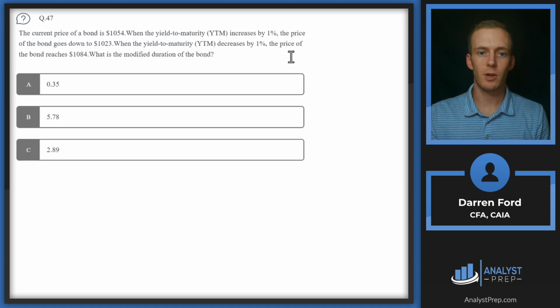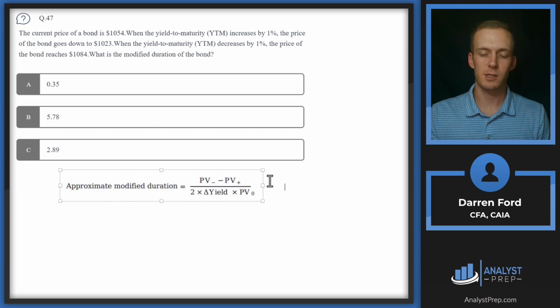Question 47. The current price of a bond is $1,054. When the yield to maturity increases by 1%, the price of the bond goes down to $1,023. When the yield to maturity decreases by 1%, the price of the bond reaches $1,084. What is the modified duration of the bond? So we're going to be using our approximate modified duration formula here, and we're given all the inputs. We're just going to be plugging these in.